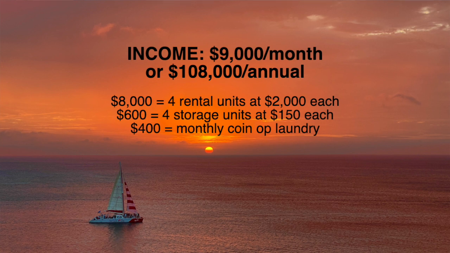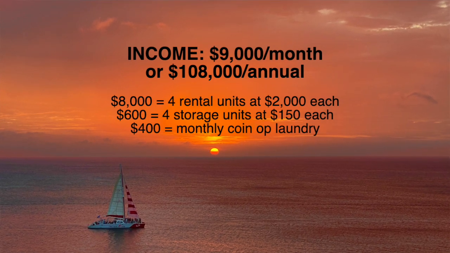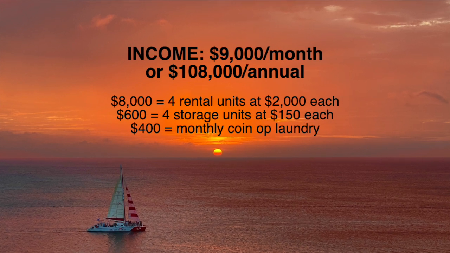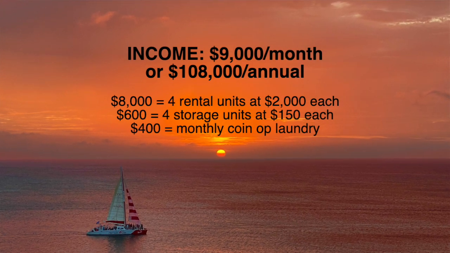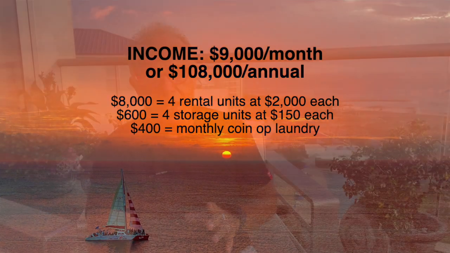And this is just an example. You may have other things or less things or more things, but you need to know your gross number. For our example, it's $9,000 a month, the gross income. Okay? Now, $9,000 a month times 12 is a gross income of $108,000 a year. That's the gross money that this thing's going to pull in.